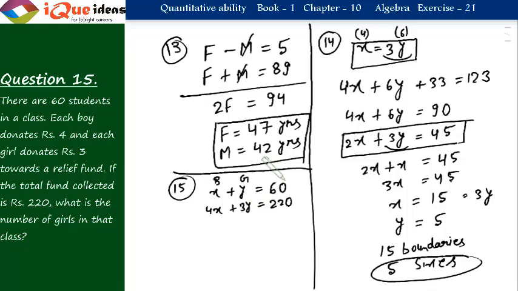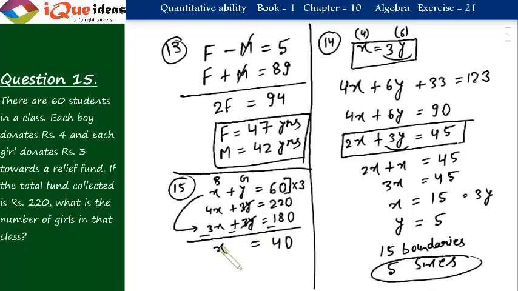Let's do one thing, multiply the first equation by 3 and subtract from the second. If you multiply the first equation by 3, you will get 3x plus 3y equal to 180. And then you subtract. So 3y cancelled. So it is 4x minus 3x, that is x equal to 40. Now if x is 40, y will be equal to 20. So clearly the number of boys, that is x, is equal to 40, and the number of girls, that is y, is equal to 20.